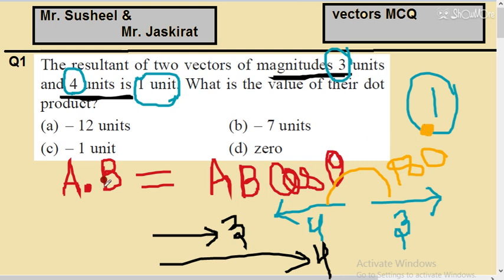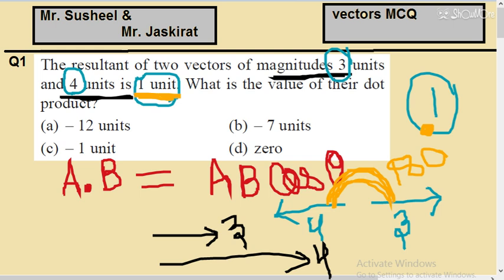Firstly, the dot product is equal to AB cos theta, where theta is the angle between vectors A and B. And he is saying the resultant of a 3 unit vector and a 4 unit vector is 1 unit. So that is possible only if they are anti-parallel. If these two vectors 4 and 3 are anti-parallel, the angle is 180. Now we have to find the dot product. You can note down this part.